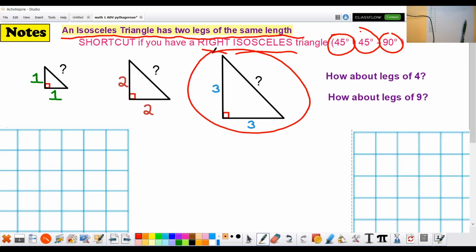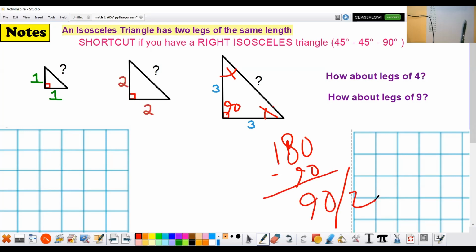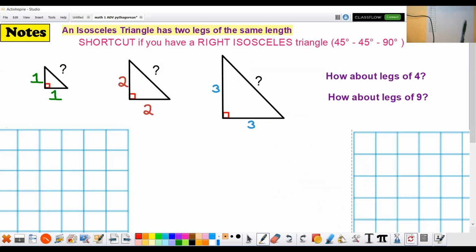We know this is 90 right here, and since these sides are a tie, the angles opposite must be a tie. These angles would be the same, so this angle would be exactly the same as that. If this is 90 and a triangle is 180, and I subtract 90, that leaves me with 90 left over. If I split it into two, each one of these must be 45 degrees. So we call these 45, 45, 90 triangles.